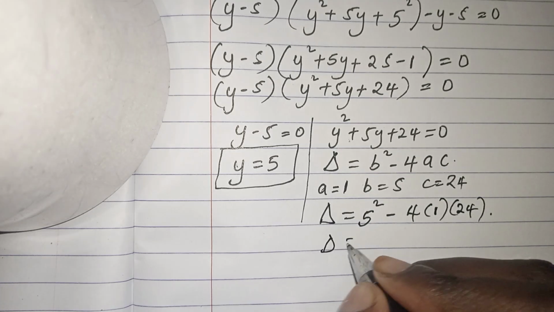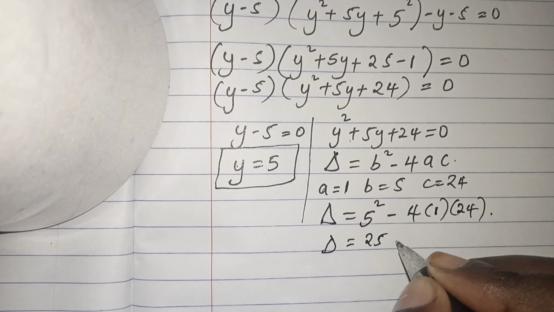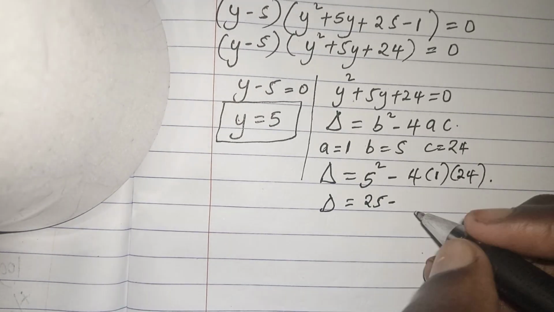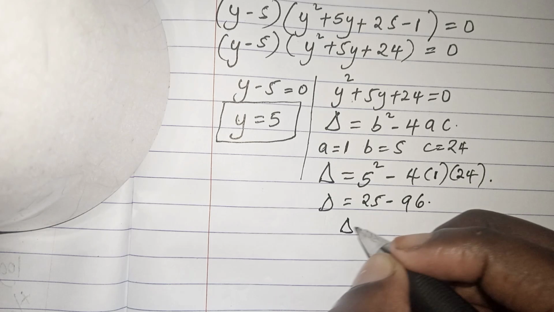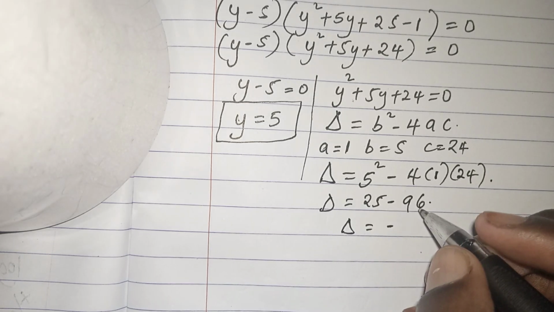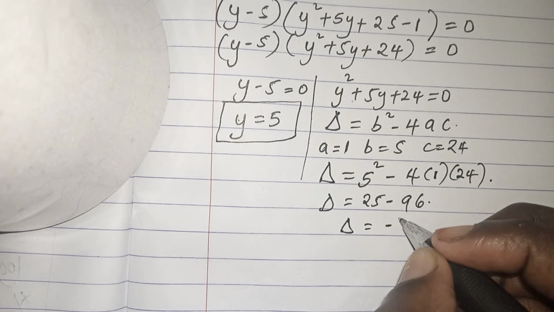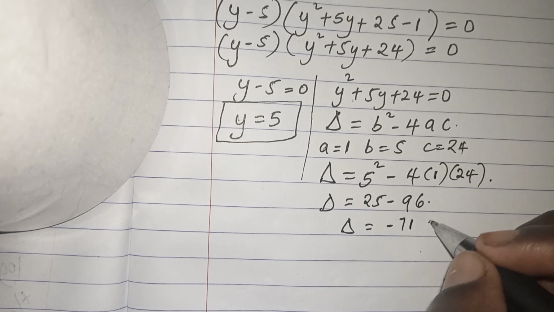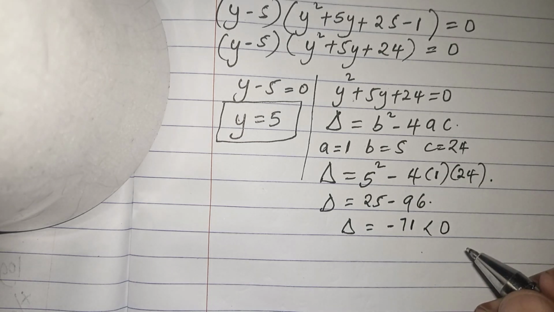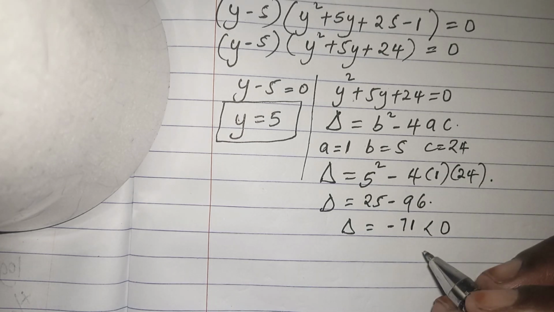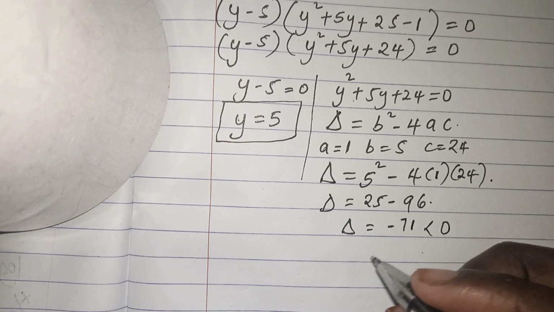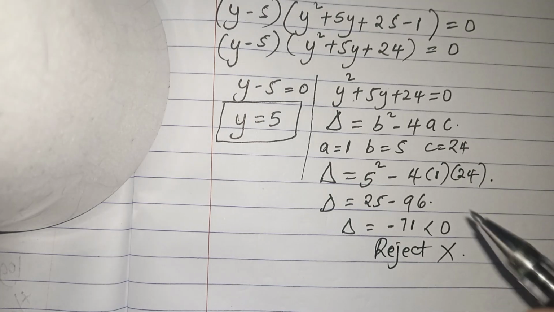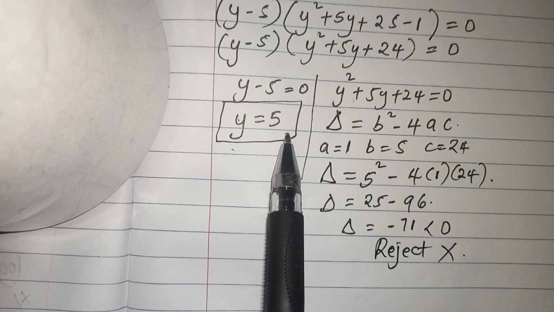So delta is equals to 25 minus 4 times 24. This gives us 96. So delta is equals to negative 25 minus 96. This is negative 71. So negative 71 is less than 0. So this will not give us a real solution. Negative is less than 0. So we are going to reject this. Reject. So we'll be left with y is equals to 5.